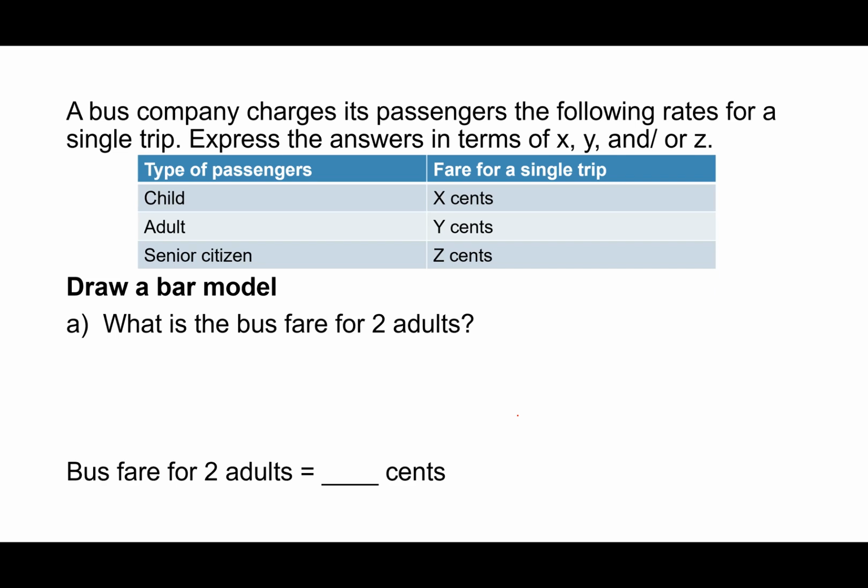All right. How can I write an algebraic expression for the bus fare for 2 adults? What would my answer be there? Piper. Well, I'm looking at the adult. I need to look at the adult line. 2Y cents. Oh, so we can put it right here. 2Y cents. Good. Okay. Got that?